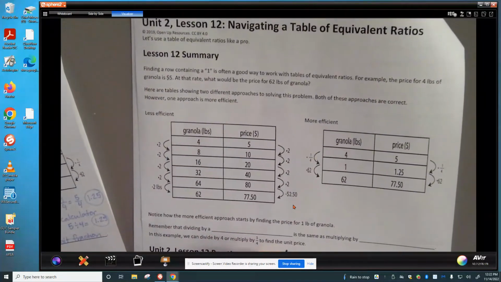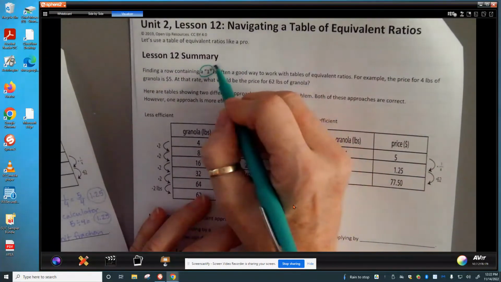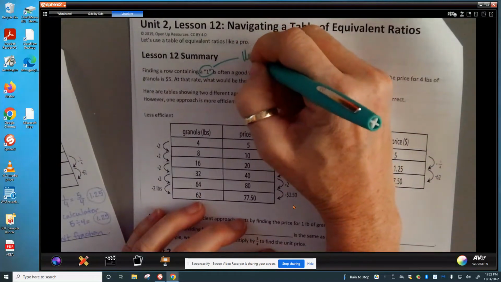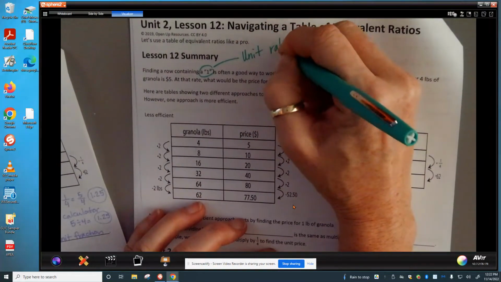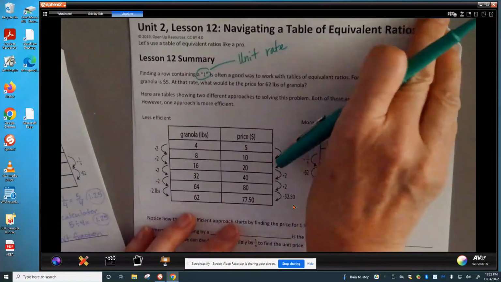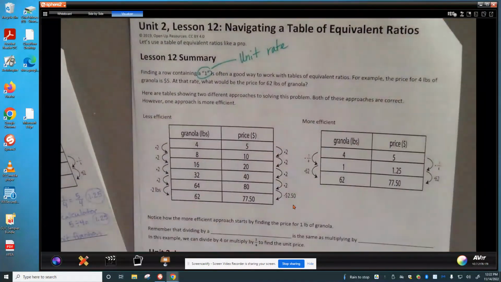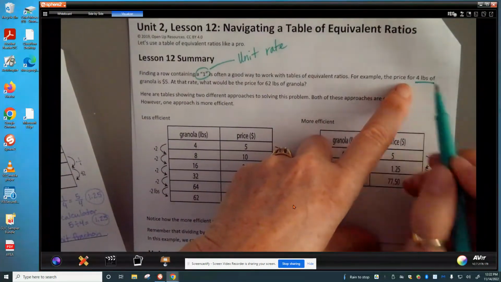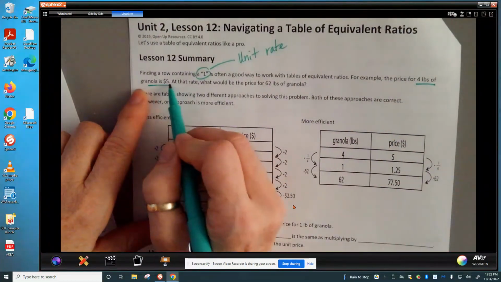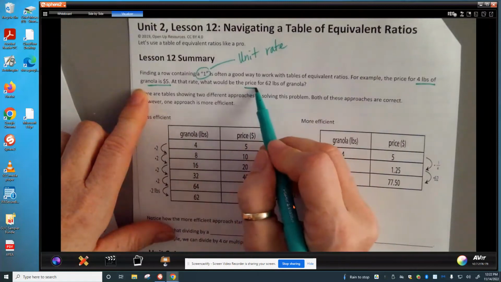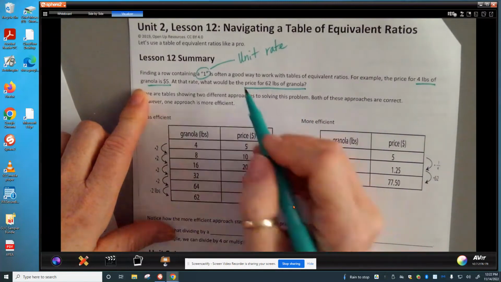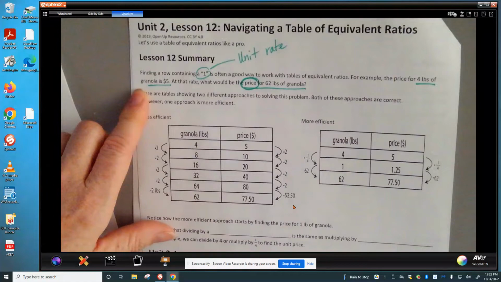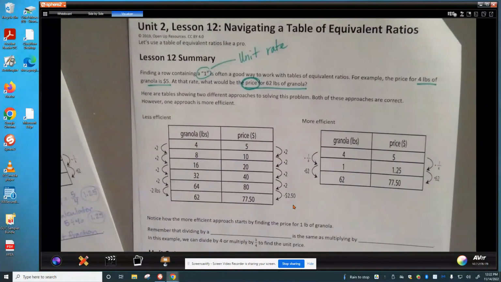In Lesson 12, we learned how to find that 1, which we call the unit rate. And that is where one of our numbers is compared to 1. It's easier to multiply and divide. If our ratio is 4 pounds of granola for $5, what would be the price of 62 pounds of granola? So we're looking for the price. This shows two different ways.